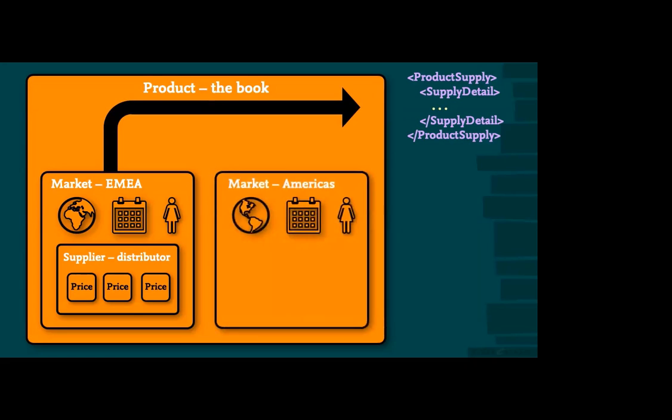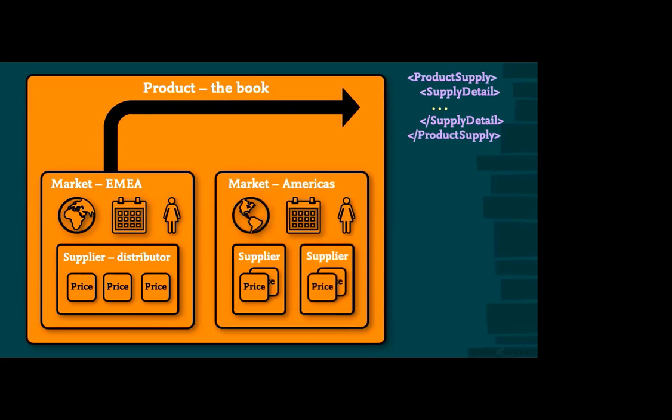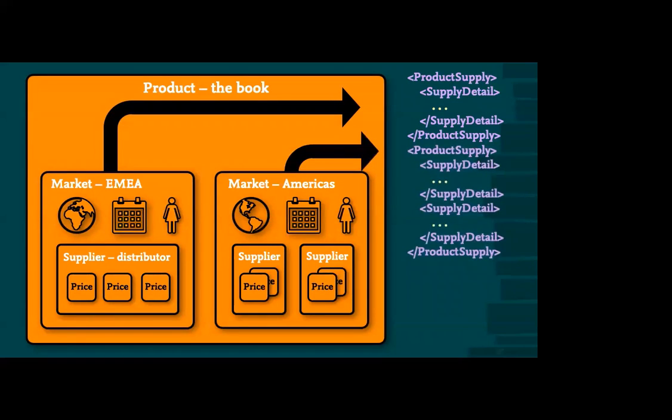And then you have a second market. It has a different geographical extent, maybe different dates. And in this market, there are two suppliers. One is a primary distributor and one is a wholesaler. So in the ONIX, we have a second product supply, and within that, we have two supply detail composites, one for each of the suppliers. The two markets' geographical extents don't overlap. Each of the distributors has an exclusive distribution territory, but together they add up to the geographical extent of the overall sales rights.